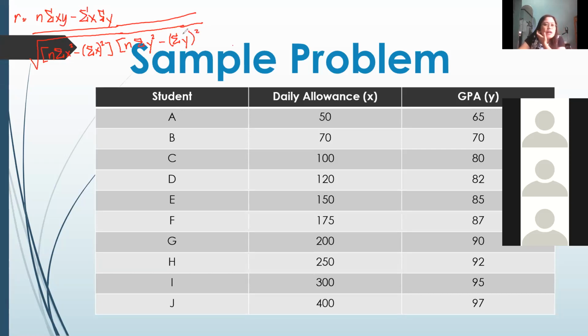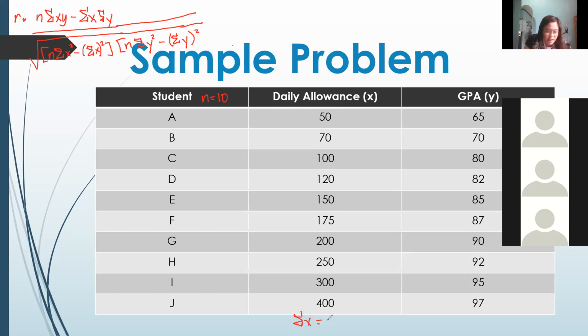So, unahon na ito tanaw. Unsa atong N? N here is 1, 2, 3, 4, 5, 6, 7, 8, 9, and 10. So, our N here is 10. The same person man niya. First person yung allowance kay 50, yahang GPA kay 65. Okay? Tapos, compute the sum of X, that is the summation of the X. Pagbutang natin diri sa baba. Summation sa X. Sa meaning sa summation sa X, i-add na to sila tanan class.